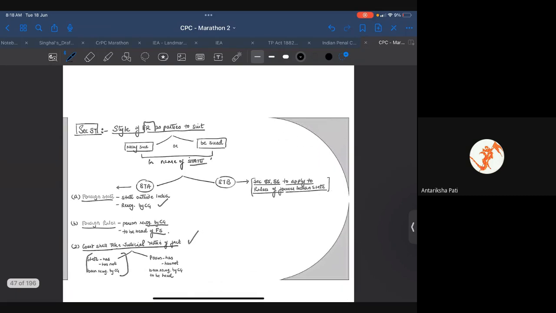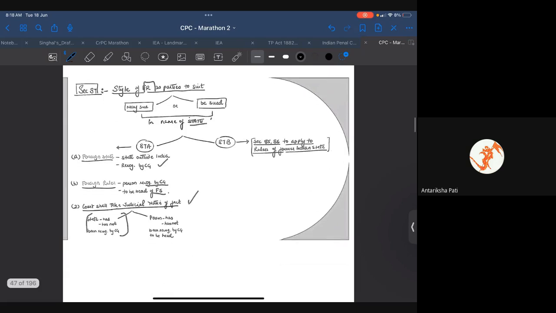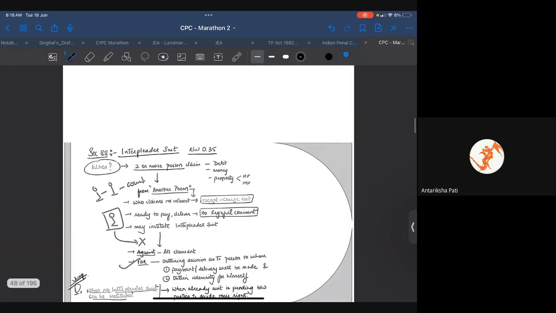87A says a foreign state is a state outside India but recognized by the central government. A foreign ruler is a person recognized by the central government to be the head of the foreign state. Now, the court shall take judicial notice of whether the state has or has not been recognized by the central government, or the person has or has not been recognized as head. 87B is that Sections 85 and 86 apply to rulers of former Indian states. This is not important, just have to look into it once.